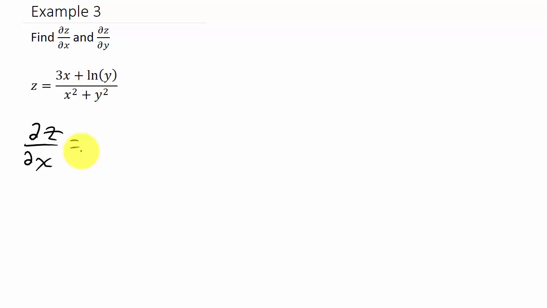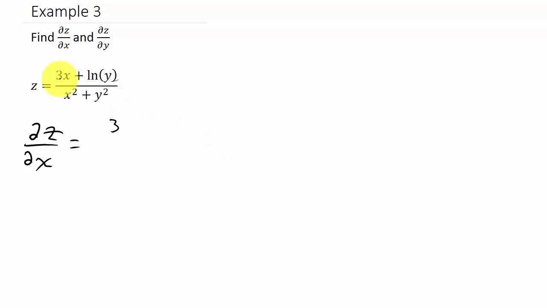Since we have x in the numerator and x in the denominator, we're going to have to use the quotient rule. Remember the quotient rule: it's the derivative of the numerator. So what's the derivative of the numerator? Well, the derivative of 3x is 3 plus the derivative of natural log y. What's the derivative of natural log y? 0. Y is a constant. The natural log of y would be the same thing as if that was a 5. You have to treat y as a constant.